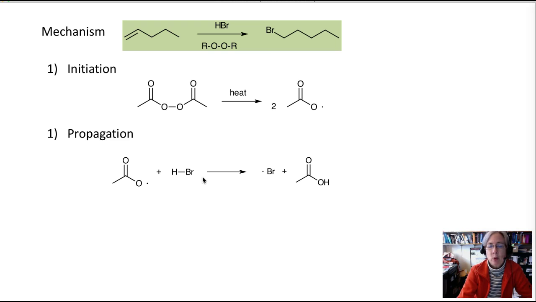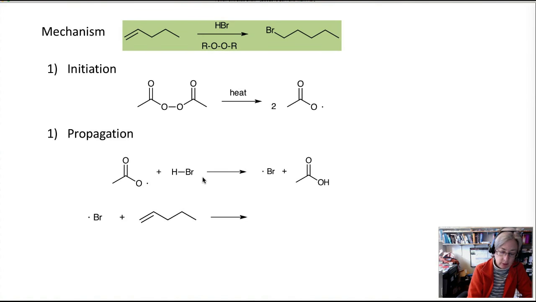Now, what's that Br dot going to do? Well, another propagation step. And now it can react with HBr as well, of course. So that's just an equilibrium where you're just going back and forth. But eventually that Br dot says, oh, look at that 1-pentene. What can I do here? Now this is where it could get a little confusing.